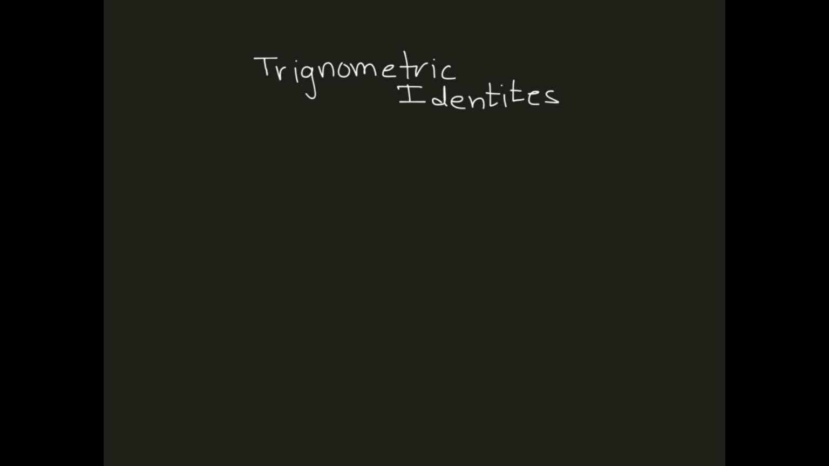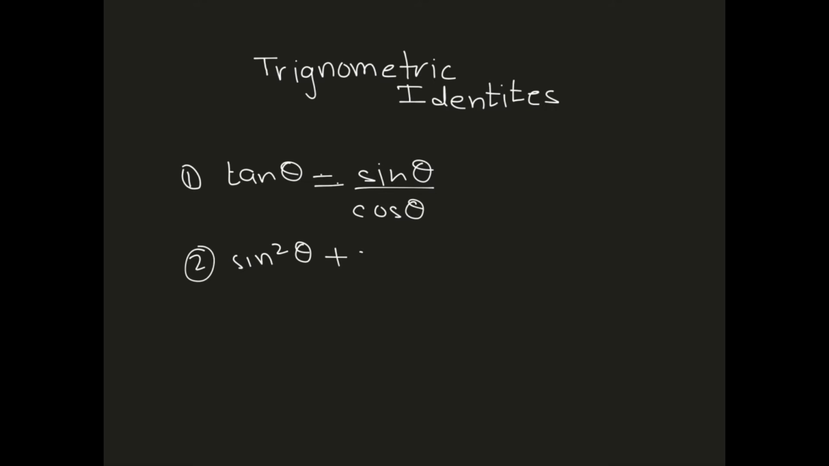Hello guys, so in this video I will be going over trigonometric identities. We have two trigonometric identities in our AS syllabus. The first one is that tan theta is equal to sine theta over cos theta. And the second one is that sine square theta plus cos square theta is equal to 1.